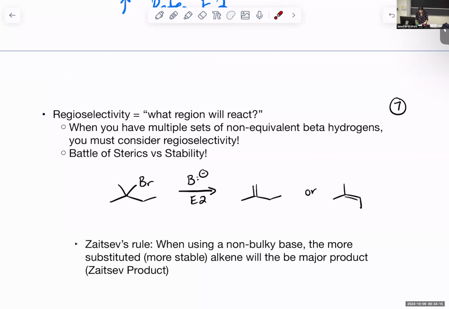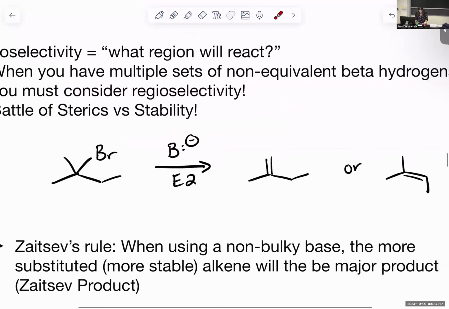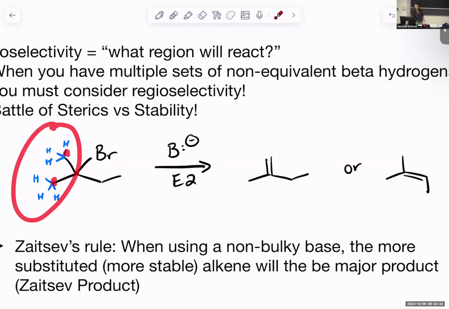So when I look at this, I see there are those 6 equivalent hydrogens. These are all attached to methyls. They're both one away from that bromine. So these are all equal to each other.